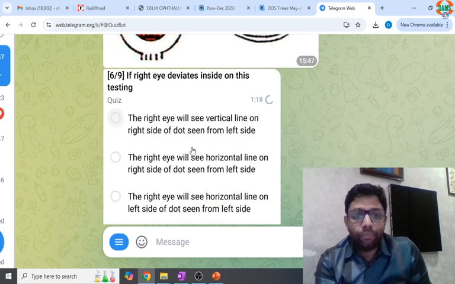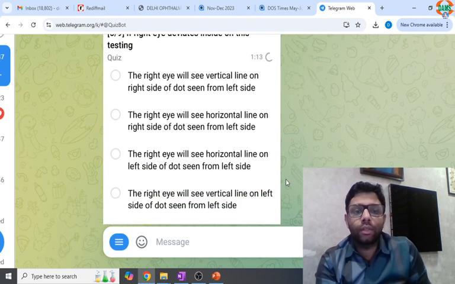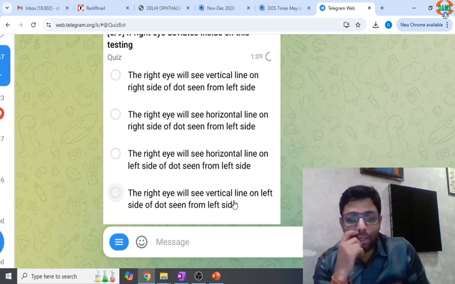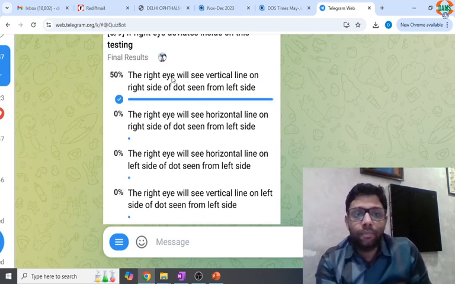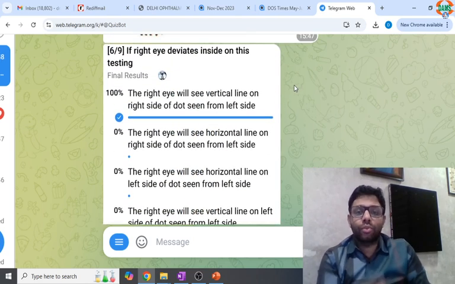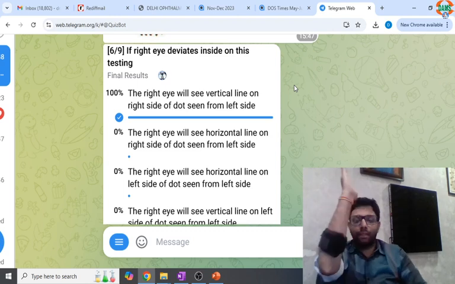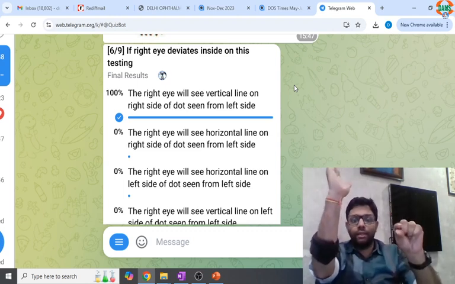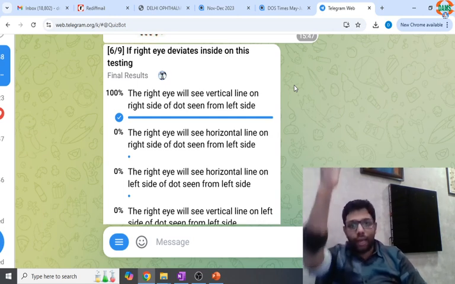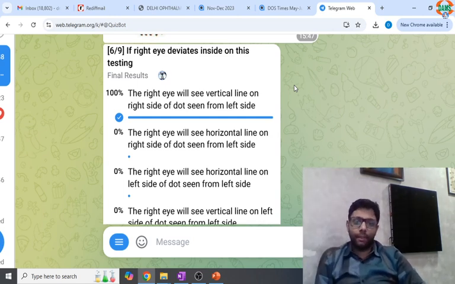That is true. Right eye will see a horizontal line, that is wrong. Two options are ruled out. And right eye will see a vertical line on the left side of the dot. No, that is wrong. That is crossed. So the answer is uncrossed diplopia. Always taken again as the patient's view. So the patient will say, I will see the right line and a torchlight on the same side. Maddox rod is on the right side in our question. The line will also be seen on the right side.